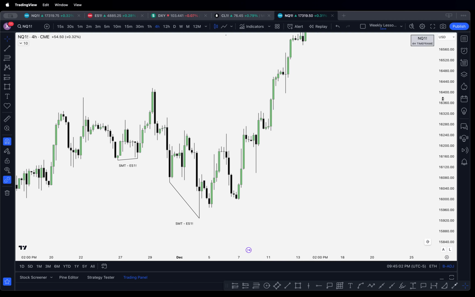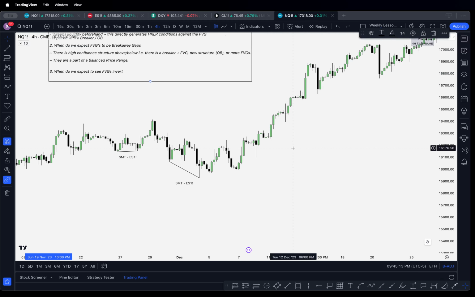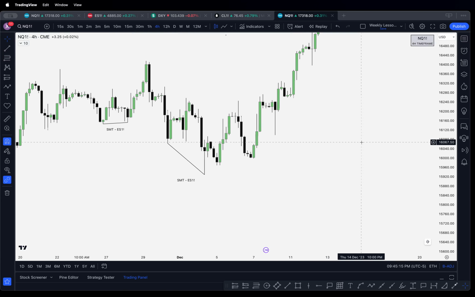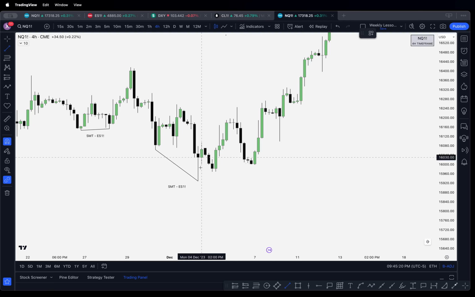In these types of recoveries, V-shaped recoveries, you can often use fair value gaps in lieu of a market structure shift. You'll see it all the time. It's an early signal of market structure shift, using a fair value gap. For example, we have an SMT formed here, and this SMT leads to this fair value gap in here, which is part of a breakaway gap again, which doesn't get visited until later on.